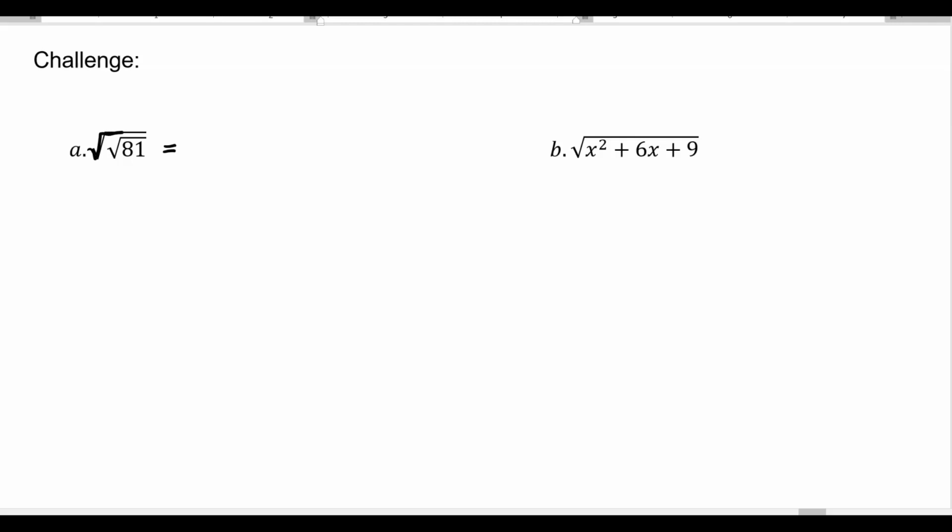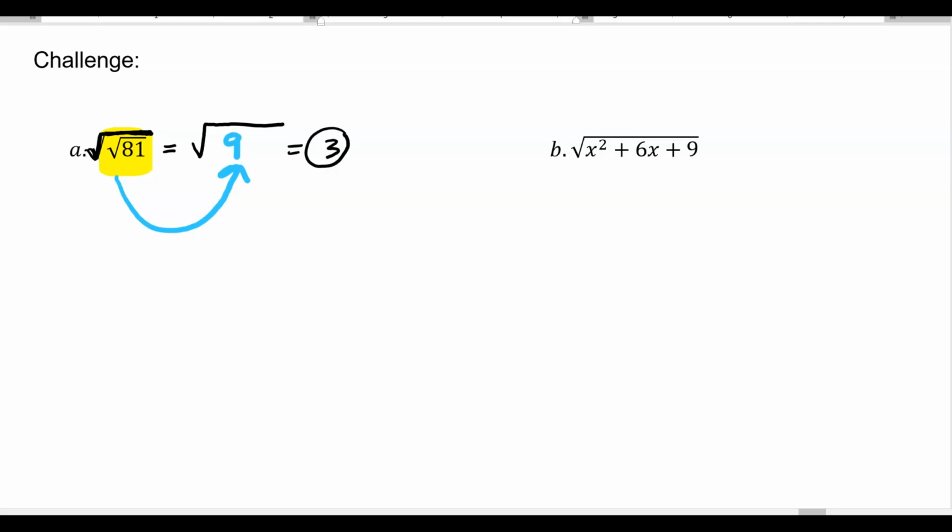I'm first going to rewrite this outside radical back over, and then square root of 81, doesn't that simplify to 9? So now you have the square root of 9, which equals 3. It was as simple as that.